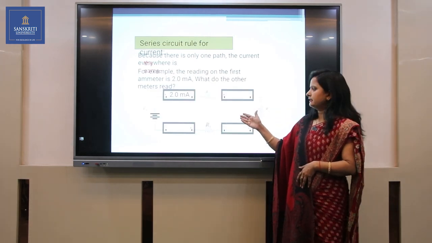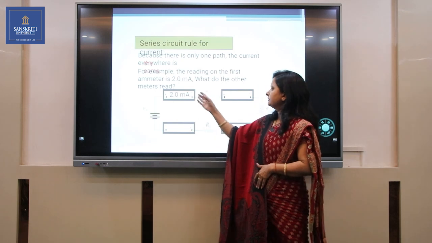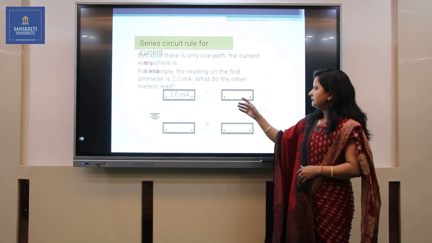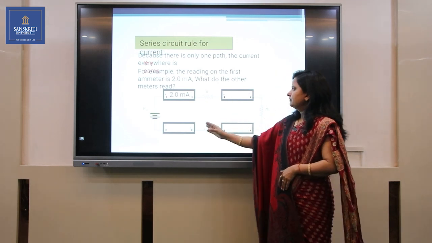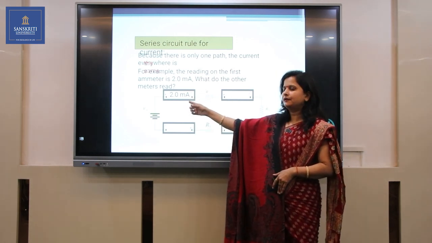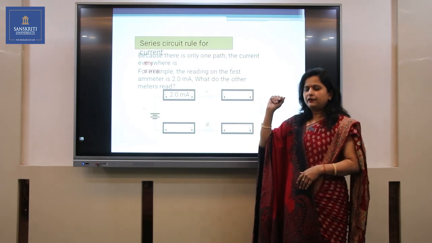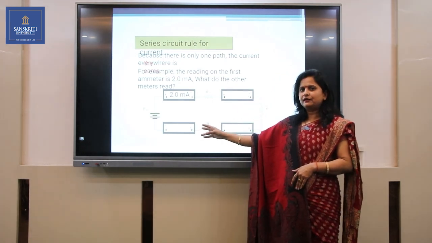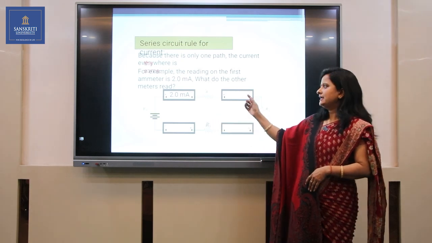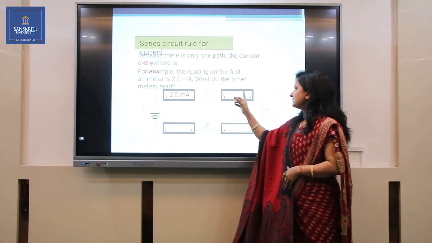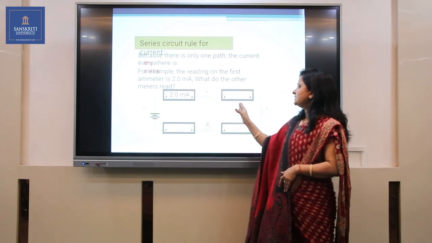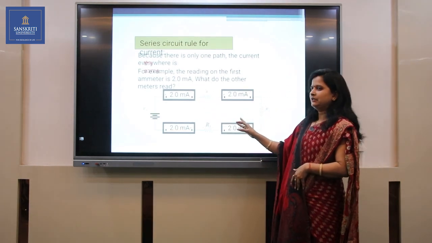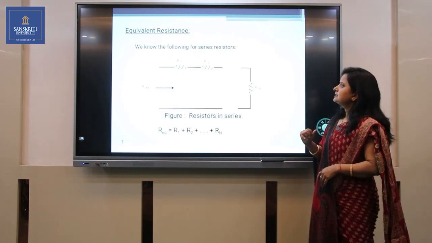So if there is this circuit, we are having a battery, one resistor R1, another resistor R2 and another resistor R3, and these are the ammeters, right? One ammeter's reading is given over there, it is 2 milliampere. If I ask what is the reading of all these three ammeters, what will be the answer? Yes, obviously it is 2 milliampere because this is a series circuit. So all ammeters will have the same result, that is 2 milliampere, right? Because this is the series circuit.